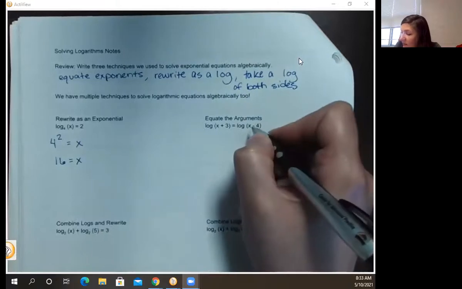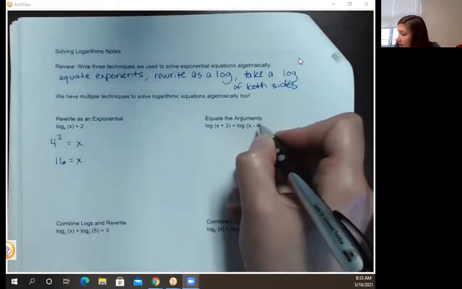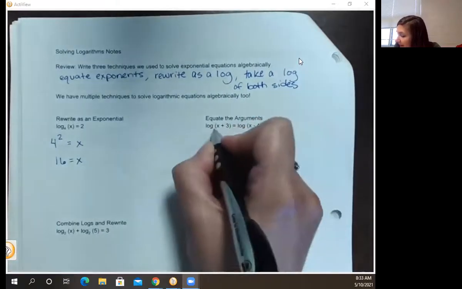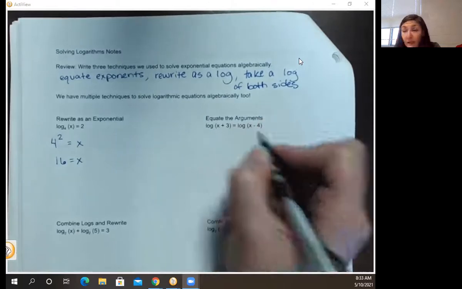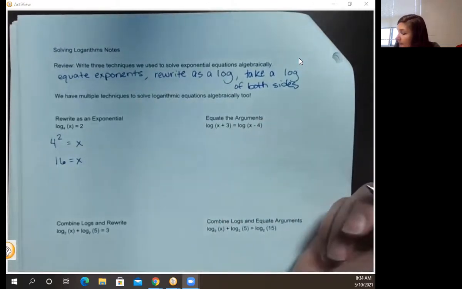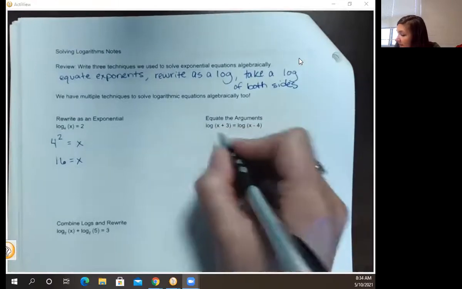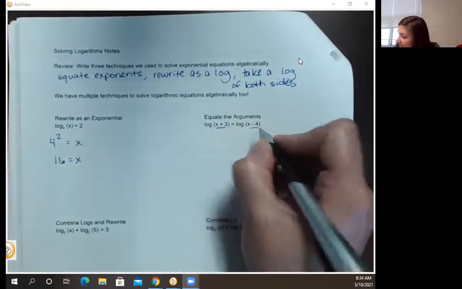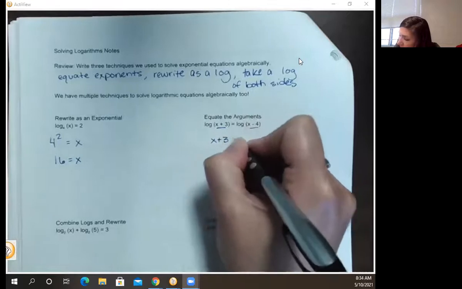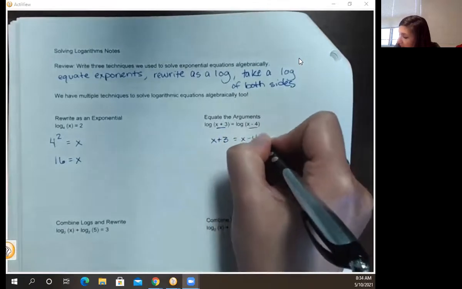We could also, instead of equating exponents, equate the argument. So if I have a log on both sides of the same base, since I don't see a base here, that means that it's base 10. If I have a log on both sides with the same base, that means that the arguments have to be equal, so we can set them equal. So x plus 3 equals x minus 4.